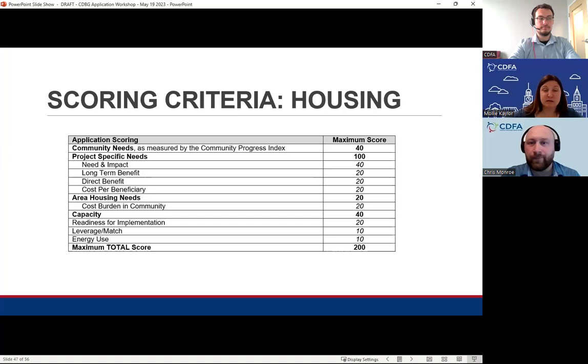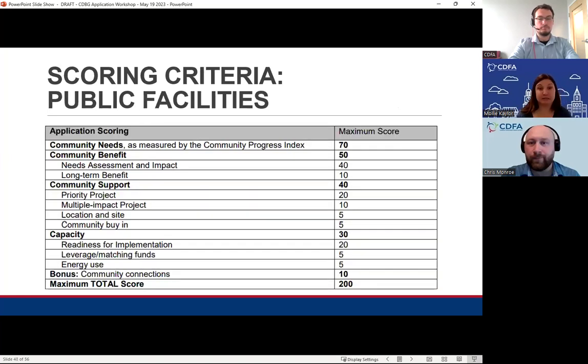and capacity. And so again, we have much more detail about what specifically we're looking at in those categories in the scoring criteria section, which is part of our application and program guide that we'll be sending to you within the next week. So you can look at that prior to working on your application to see specifically what we will be scoring. This next slide just shows an overview of the public facilities scoring criteria.